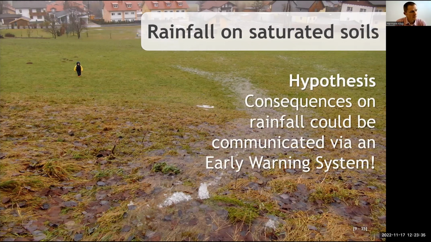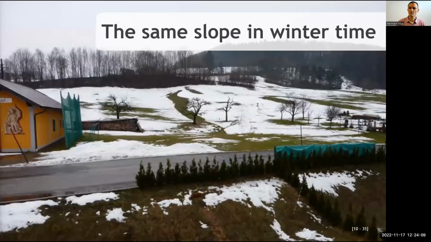Knowing the conditions of the soil moisture and the saturation level of a particular soil, and also knowing that the weather forecast tells us that in the next hours there will be 50 millimeters of precipitation in 1 or 2 or maybe 6 hours, we could easily model what will happen in the landscape. So this could be communicated via an early warning system.